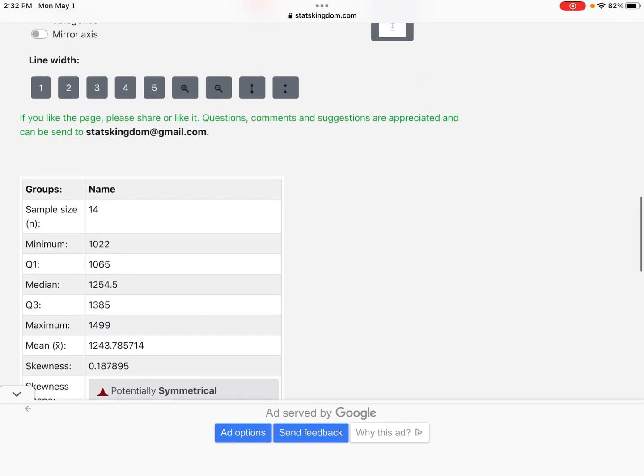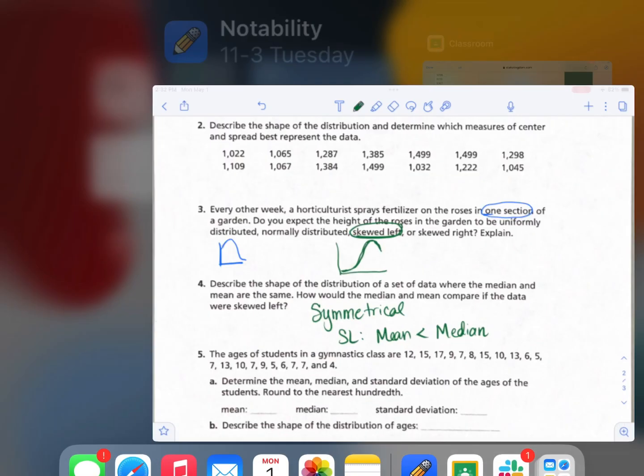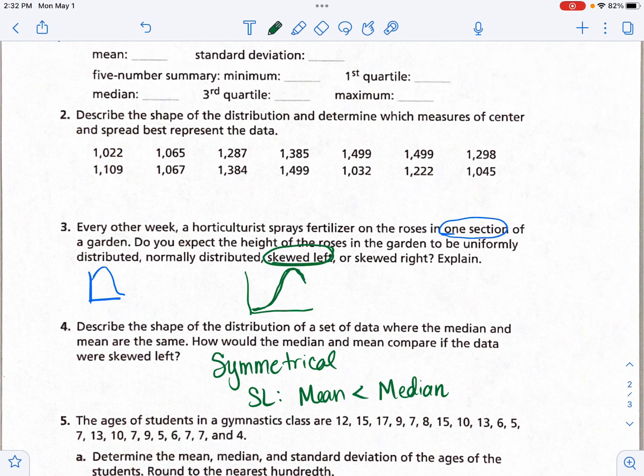Okay, so that would be the answer to, let me go back to our program here. Again, it says describe the shape. So we're going to say that it's potentially symmetrical. And it says which distribution measures best describe the data. Okay, so if it's symmetrical, you want to use the mean and the standard deviation. Okay, the algebra ones that I was talking about yesterday, where we had to do all that math, but again, our program will do it for us.